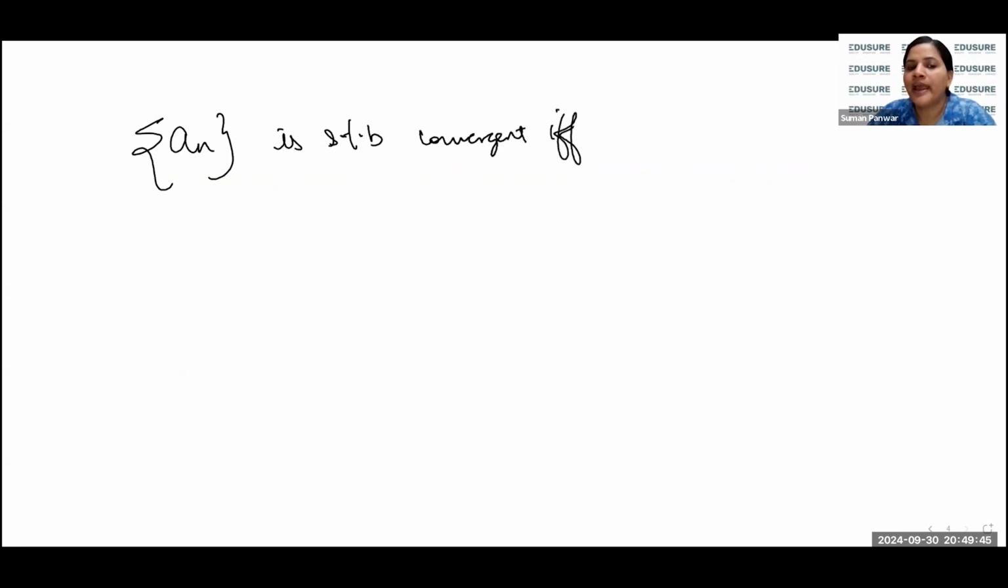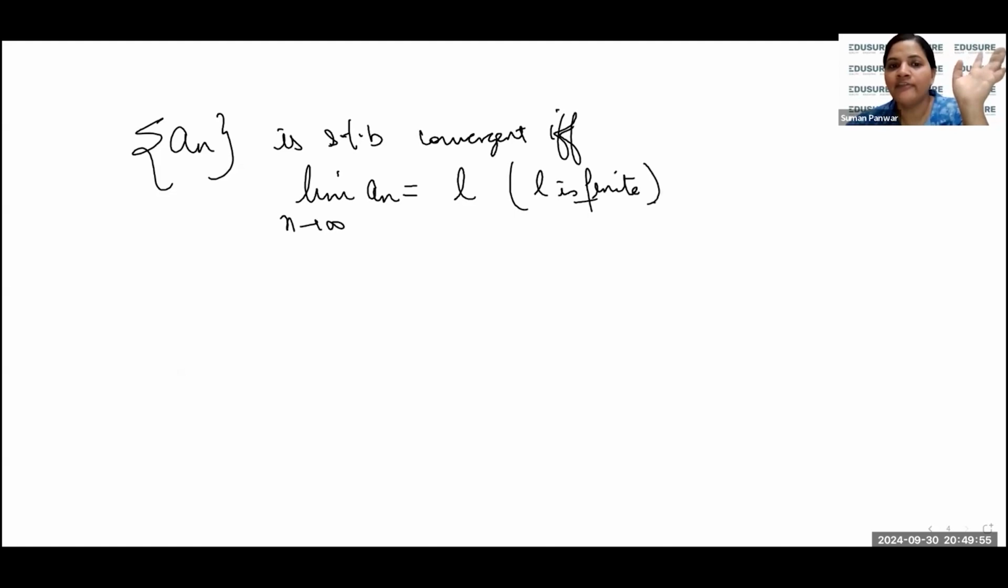So a sequence, this is how we write it, curly brackets an, is said to be convergent if and only if limit n tending to infinity an is L, where L is finite. It's a finite number. Infinity is not a real number. Minus infinity is not a real number. They are extensions of the real line. They cannot be attained. So whenever limit as n tends to infinity is L and L is a finite number, we say that the sequence is convergent and the sequence an is converging to L.